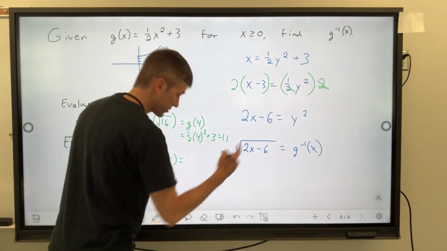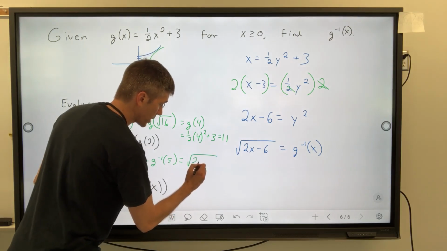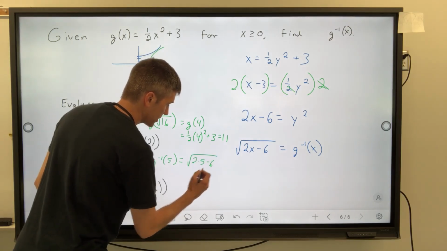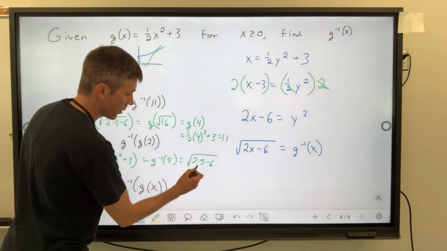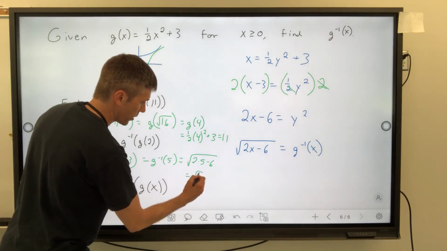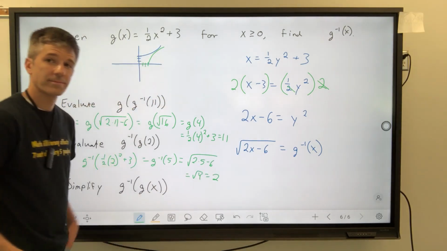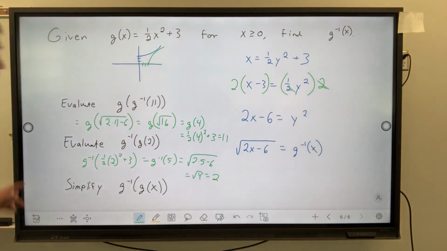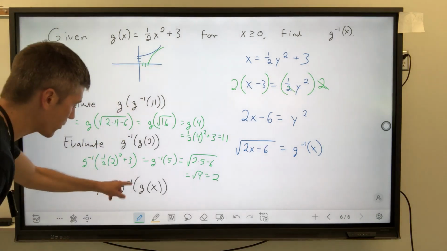So 5 is going to go right there. We're going to have the square root of 2 times 5 minus 6. That's going to give me the square root of 10 minus 6. That's the square root of 4, which is 2. It works. Okay, now we get to the crazy one where we have g inverse of g.